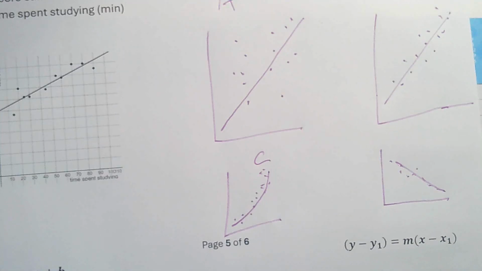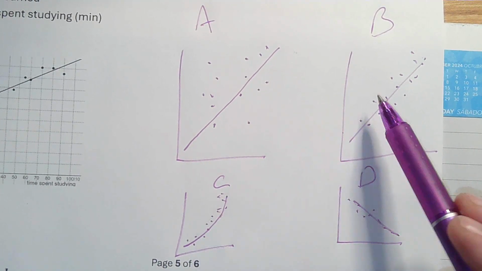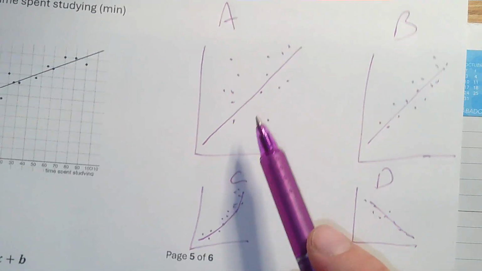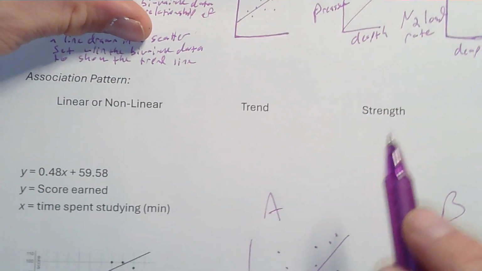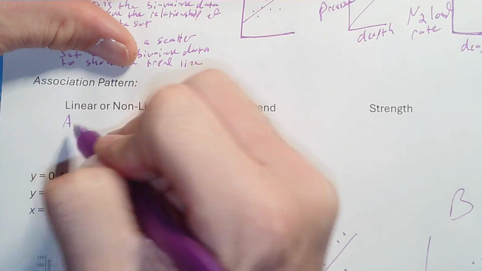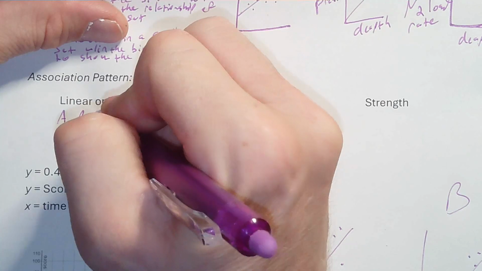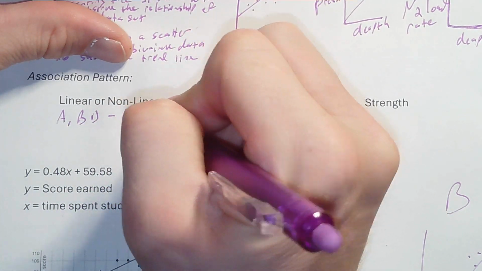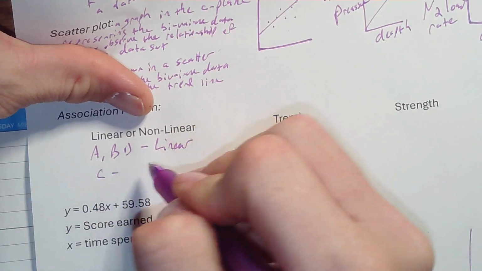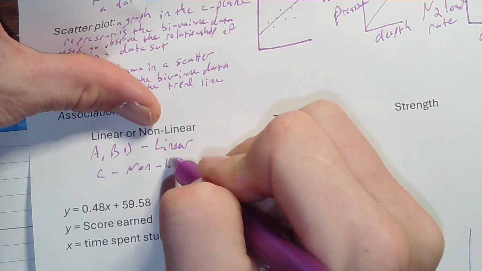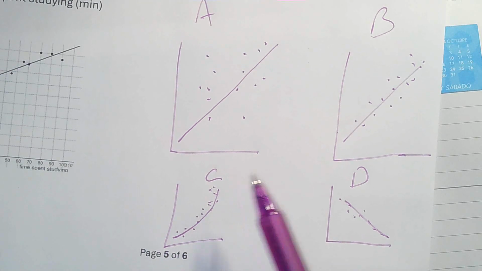Look at these three right here, and this is D. A, B, and C are all positive. They're all trending upward. Well, first of all, A, B, and D are all linear. They're all straight lines. A, B, and D are linear, where C is nonlinear. C is nonlinear, it's not a straight line. This is more exponential. Okay.